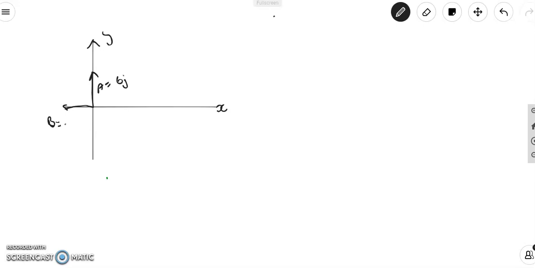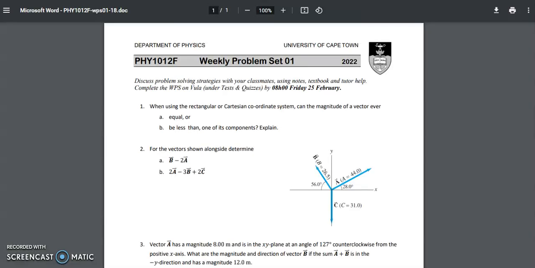Hey guys, so I'm going to answer all the questions in this PDF, starting from number 1. When using the rectangular Cartesian coordinate system, can the magnitude of a vector ever be equal to or less than one of its components? So we're going to start off with A.